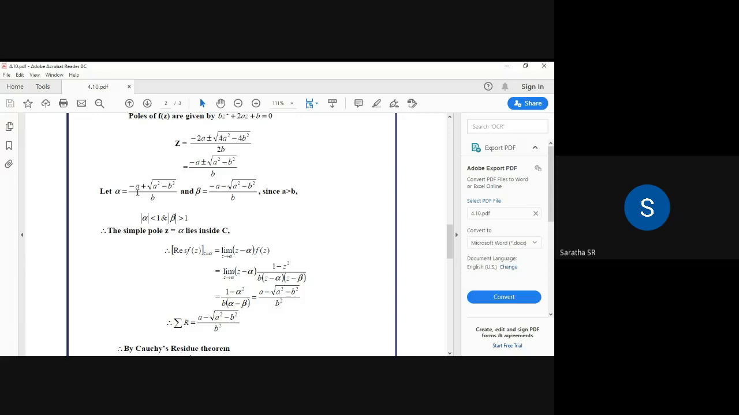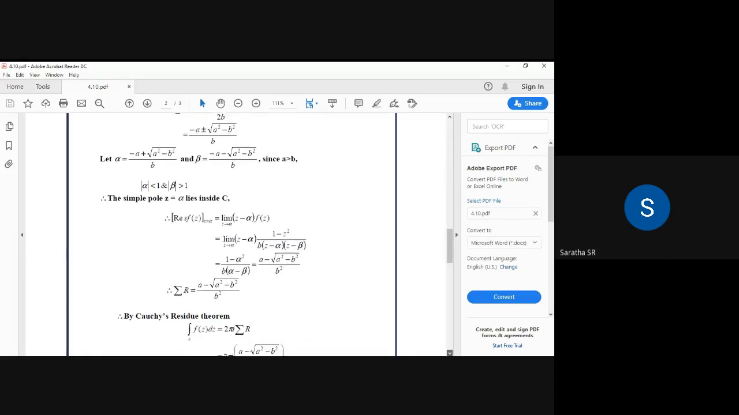After that you replace the alpha value. You know that. What is your alpha value? Minus a plus square root of a square minus b square, the whole square. Then you replace the values of alpha and beta here, with their original values. Then you cancel all these things, and we get this value. Therefore, the sum of the residue is a minus square root of a square minus b square.